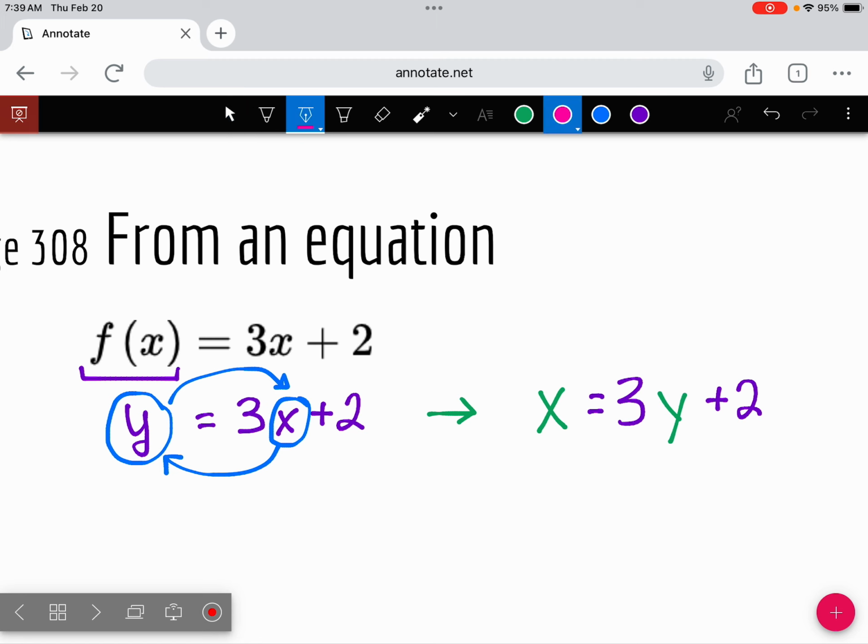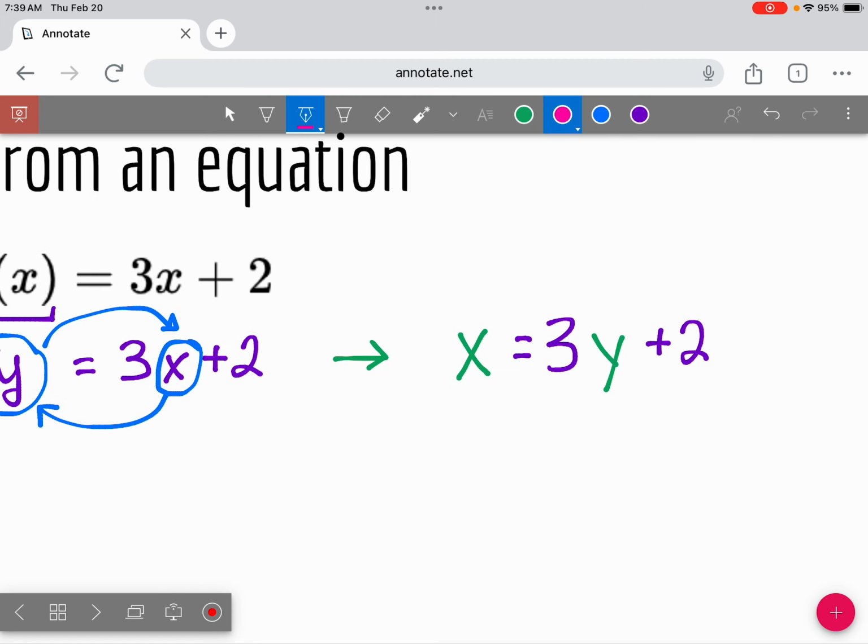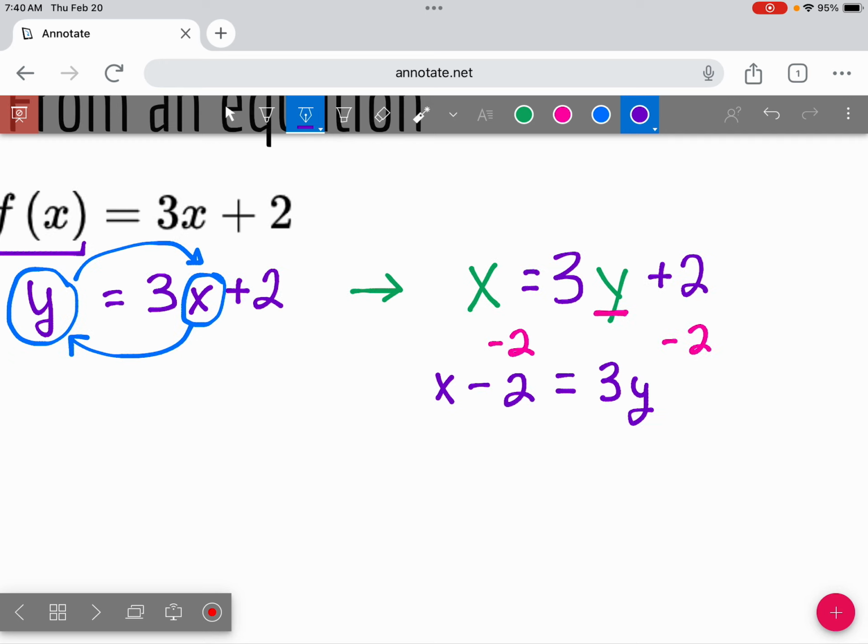Silly mouse. All right. So I want to get the y by itself because that's how we write equations. We don't write them as x equals, we write them as y equals. So we're going to subtract 2 from both sides. That gives us x minus 2 equals 3y. Ooh, that's small. All right, bigger on the next line.